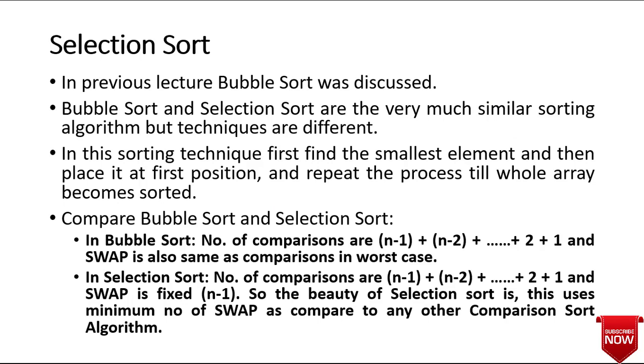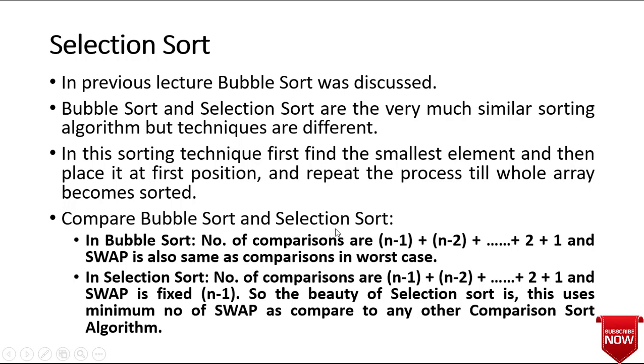Now selection sort. In the previous lecture we have seen bubble sort. Bubble sort and selection sort are very similar sorting algorithms, but the techniques in the two algorithms are different. In selection sort, first find the smallest element, place it at the first position, and repeat the process till the whole array becomes sorted. But in bubble sort, we shift the largest item to the last. So this is the basic difference.